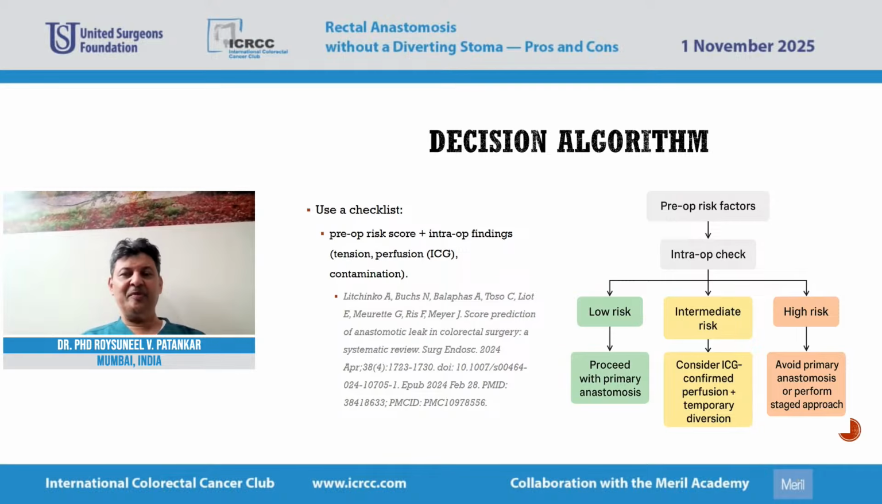This is the algorithm that we follow in our hospital. A preoperative assessment, an intra-op check. If there is a low-risk patient, we will do a primary anastomosis.